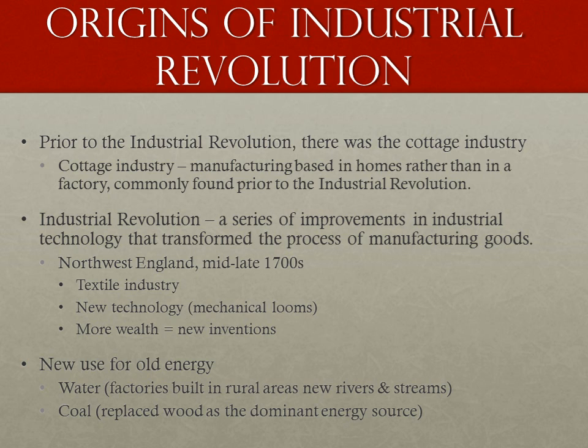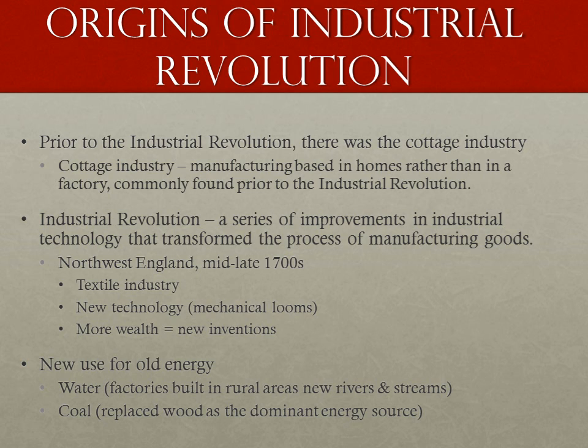So here's our definition. Once again, we're underlining. Cottage industry: manufacturing, so we're talking about the secondary sector, based in homes rather than in a factory, commonly found prior to the Industrial Revolution. And typically, goods that were produced in the cottage industry were produced in individual homes by families who were producing these goods typically by hand. Maybe they had a small machine to help, but that was the big change of the Industrial Revolution, the machinery, the new technology that came with this. So most of this work was done by hand.